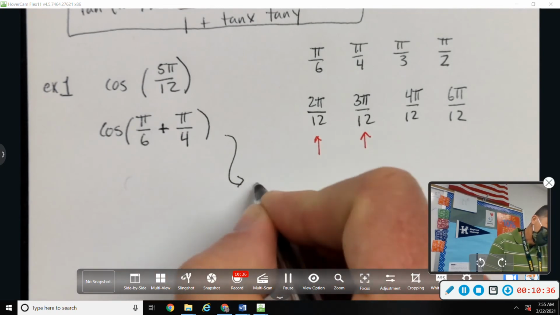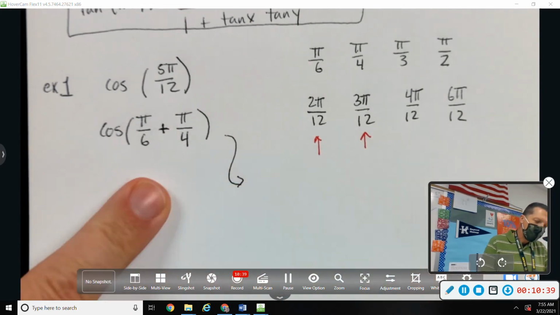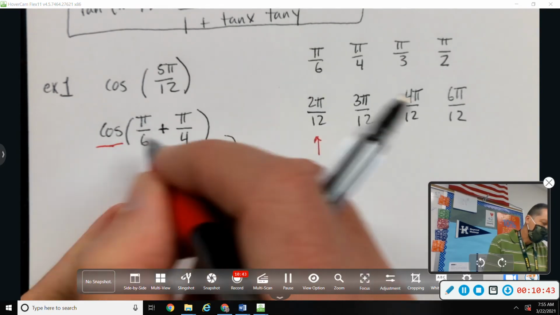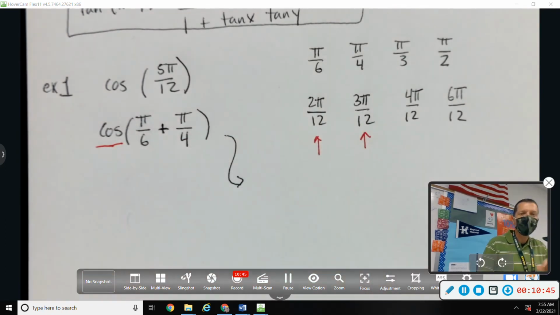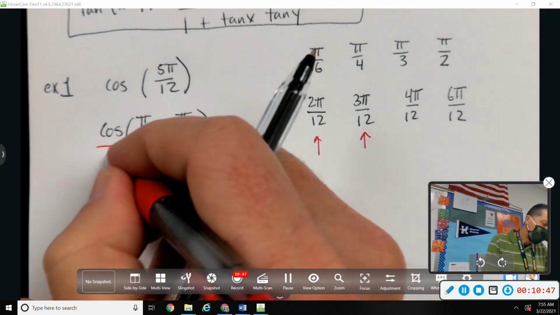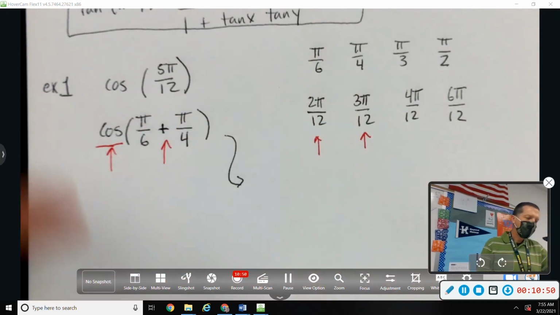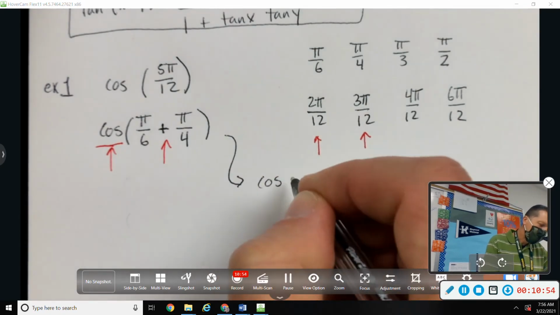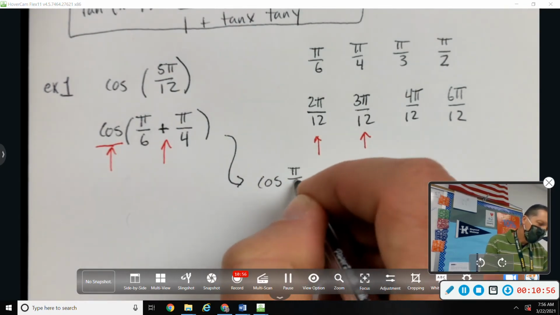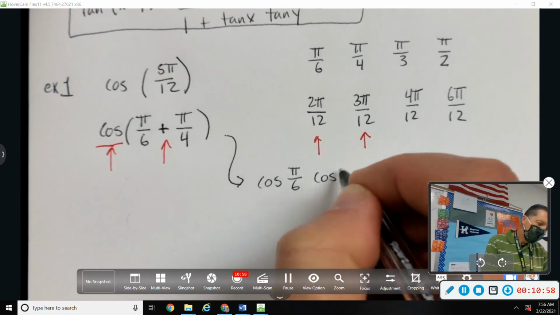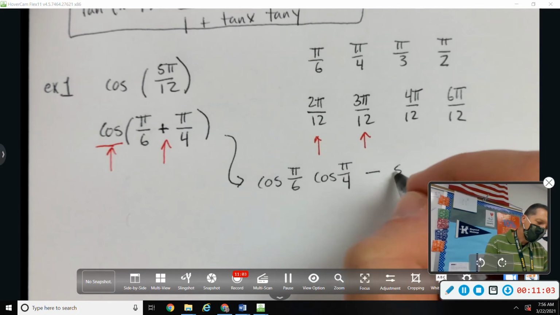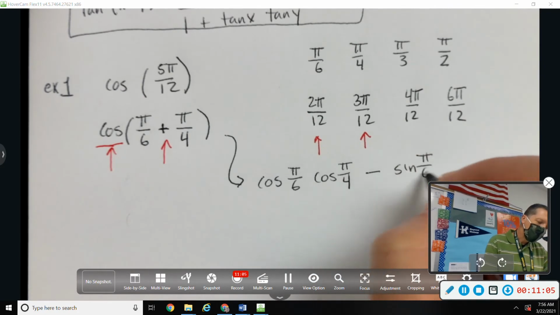Let's see. So the rule for cosine with a sum. Oh, I don't want to underline that because then that looks like a minus sign. So cosine with the sum. So I go back and look at my formulas. So it's cosine of the first one, cosine of the second one, minus sine of the first one, sine of the second one.